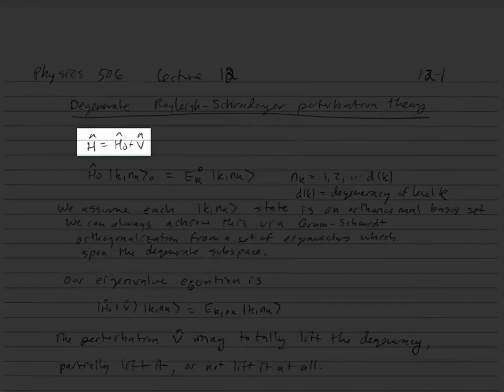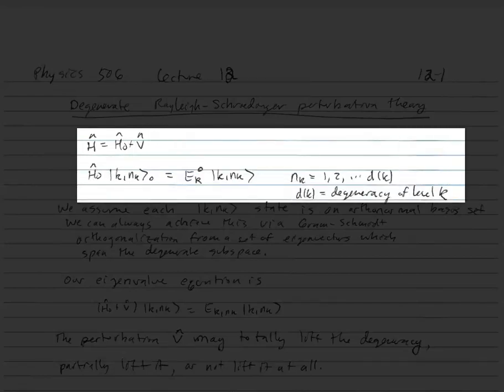We now have a set of states that are indexed by a k and an n sub k. n sub k will run from 1 all the way up to d of k, where d of k is the degeneracy of the level k. So in the non-degenerate perturbation theory, every n_k was equal to 1. In degenerate perturbation theory, we have at least one state that has a d of k that is larger than 1, and we're looking for the perturbation of that state when we're working on the degenerate perturbation theory calculations.